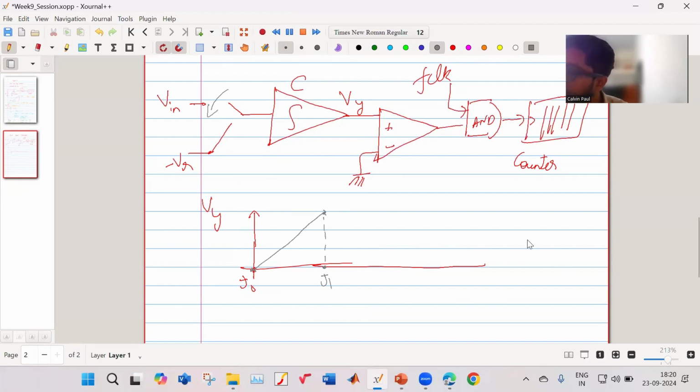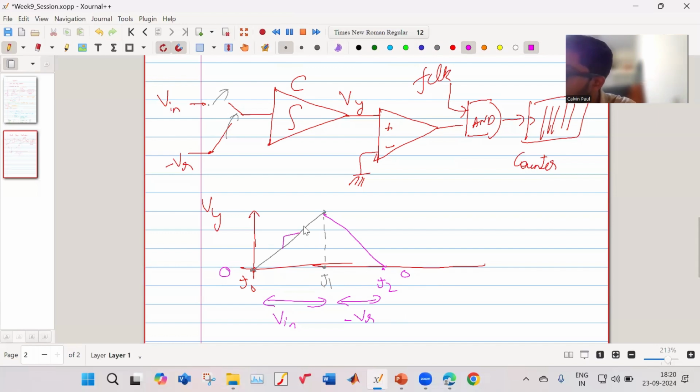Then at this time t1, what will happen? This will get disconnected, and this will get connected. Then this will reduce. This is T2. So for this period of time, Vin was connected. For this period of time, minus VR was connected. Initially the value was 0, and finally, again it reaches 0. So now how will this change?